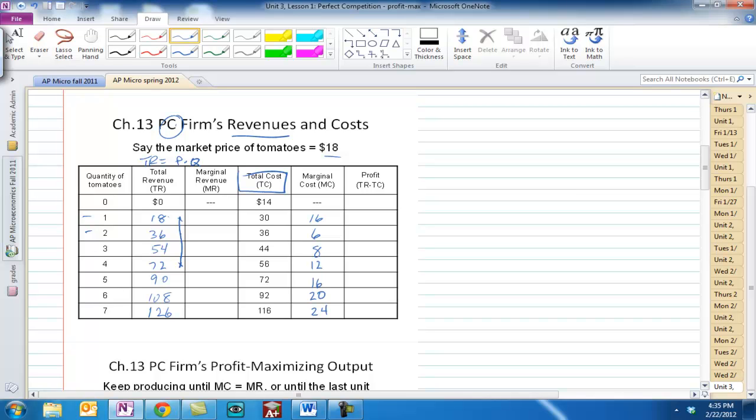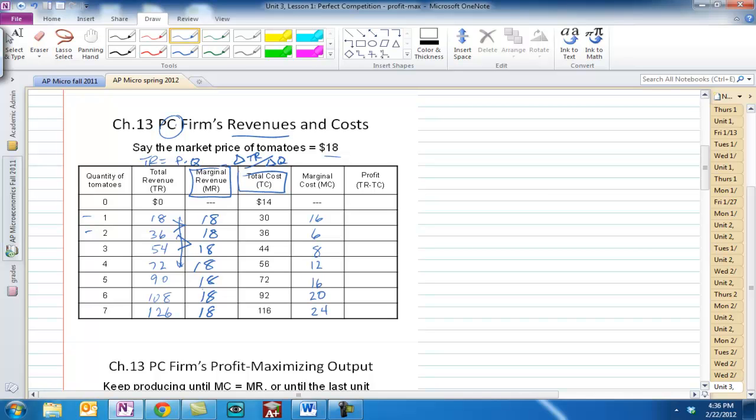We've seen that before. So the rest of this column just multiplies 18 by the quantity of tomatoes sold. Now the new concept here is this thing called marginal revenue. We're going to find marginal revenue the same way we found marginal cost. It's equal to the change in total revenue over the change in the quantity of output. So from 0 to 1, the company gets $18 in marginal revenue, or additional revenue, for selling that first unit. From 1 to 2, it gets the difference between 18 and 36, $18 of additional revenue. From 2 to 3, it gets, look at that, $18 of additional revenue. You're starting to see a pattern here. The marginal revenue for this firm is going to be $18 all the way through.